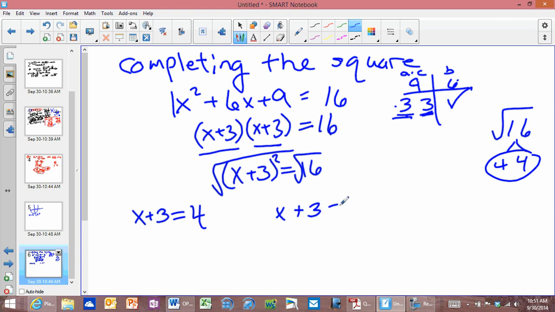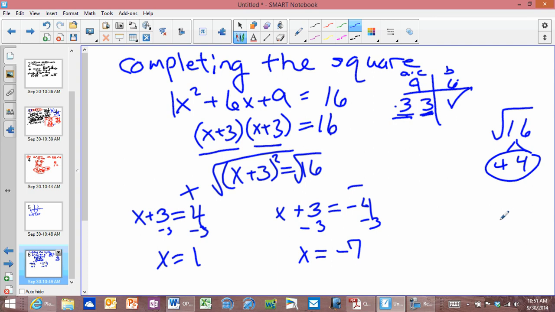And then I have x plus 3 equals negative 4. Okay, I subtract 3 from everywhere because I have two equations for my square root. Remember, I have my positive and my negative square root. That's why I did that. And I get x equals 1 and x equals -7. Okay, gives me really nice answers.